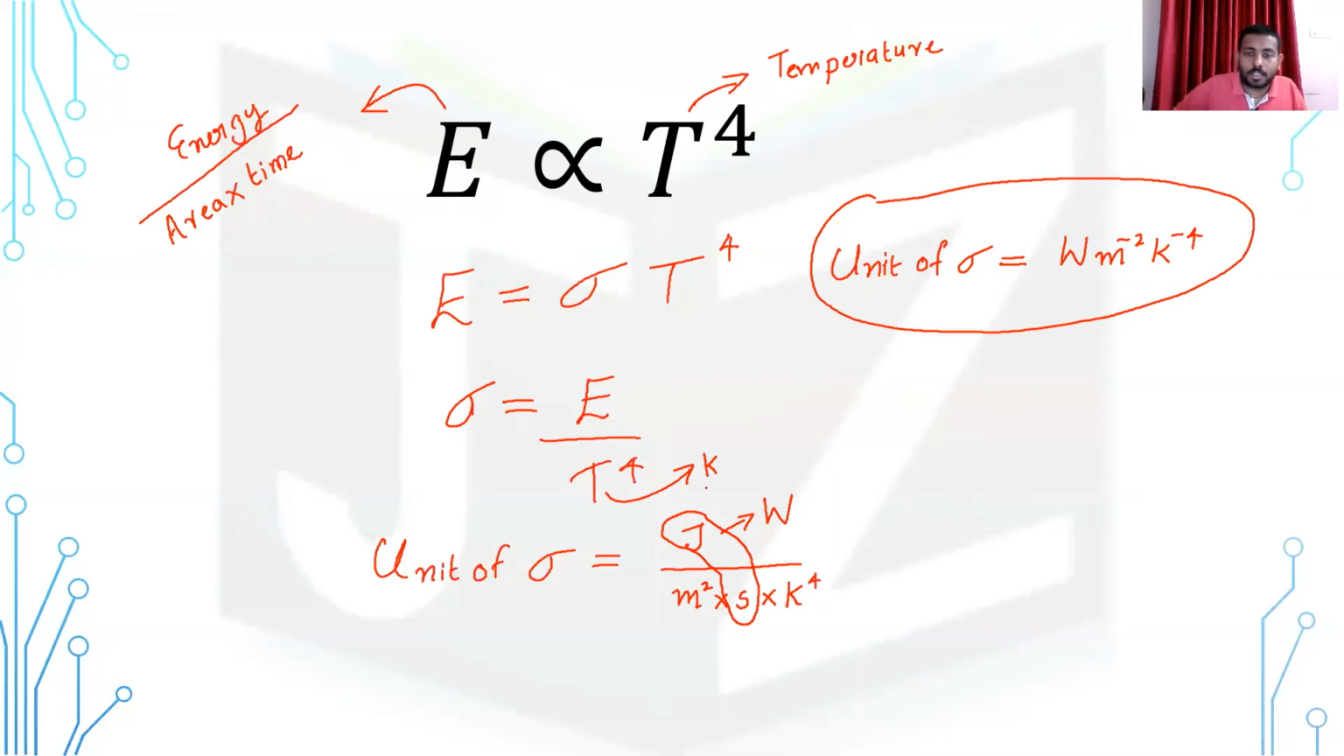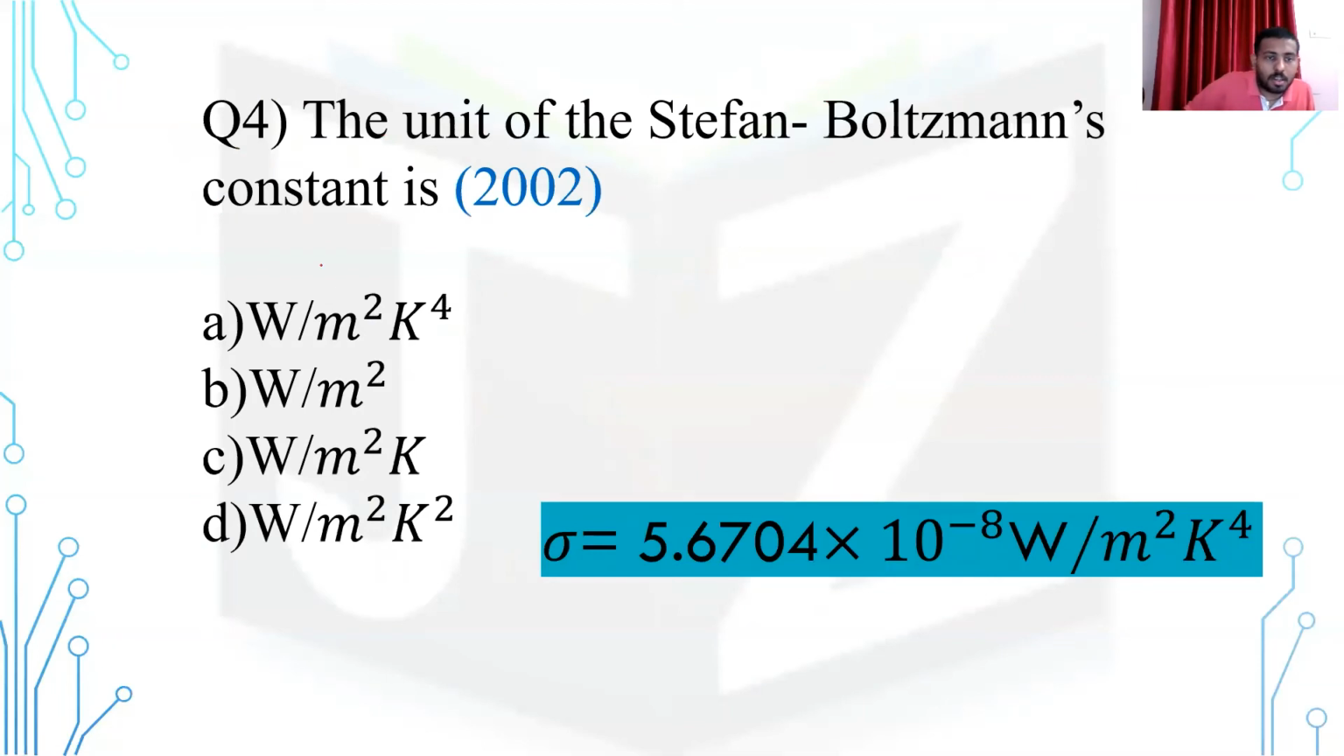So let's check the answer. We got watt meter raised to minus 2 Kelvin raised to minus 4. This is equivalent to 1 watt per meter squared Kelvin raised to 4. So this is the answer.